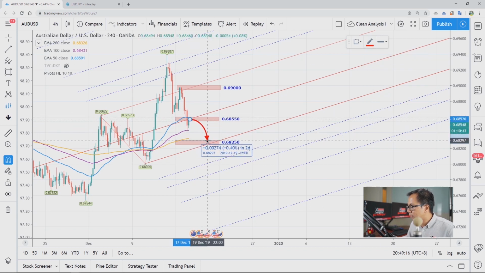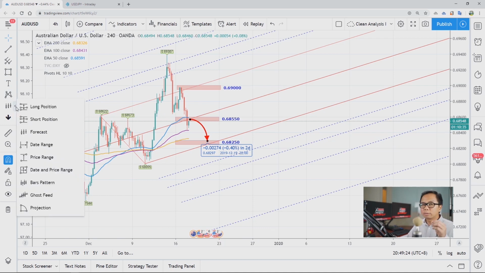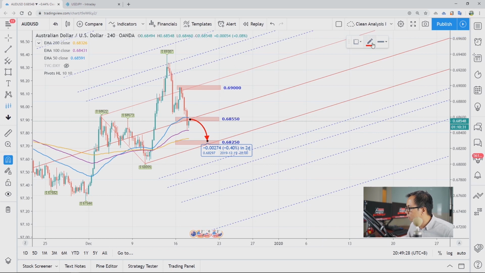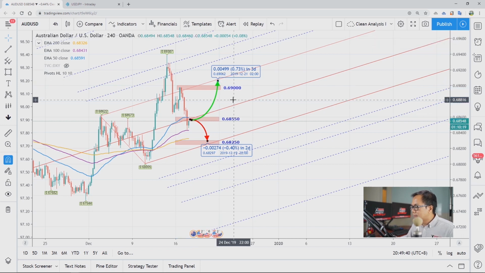The next level that we have to look into is 0.68250. If it does not go through this support level, most probably it will go back to the resistance level. This is the resistance level that we have to look into at 0.69000. So this is the level for the Aussie dollar.